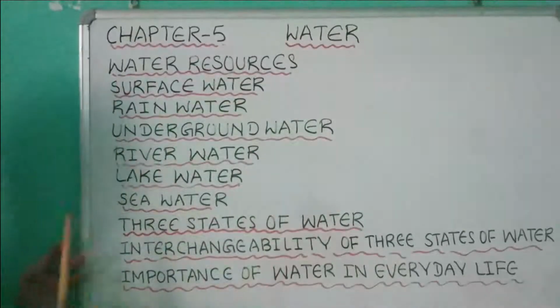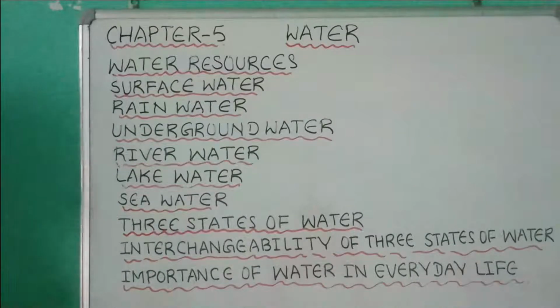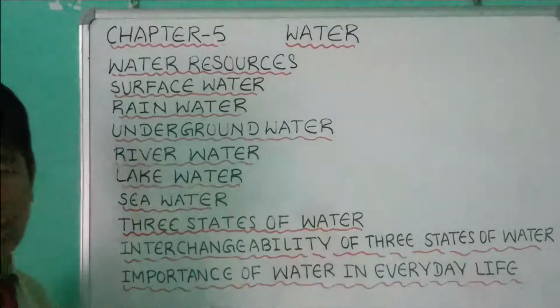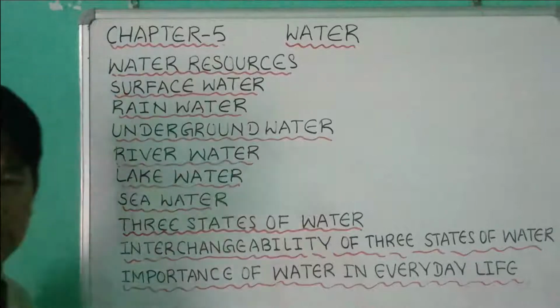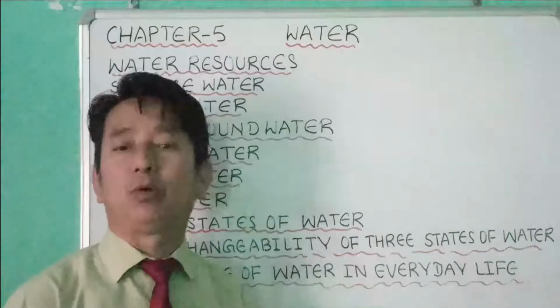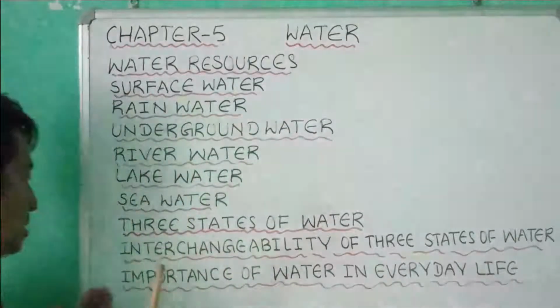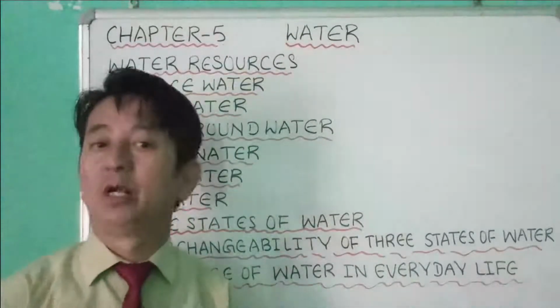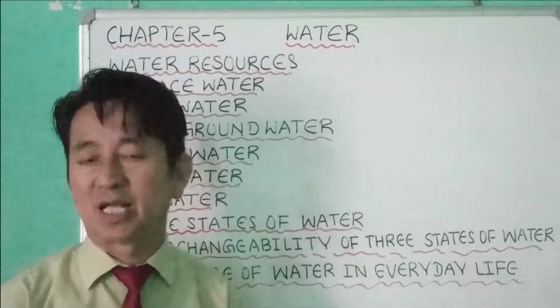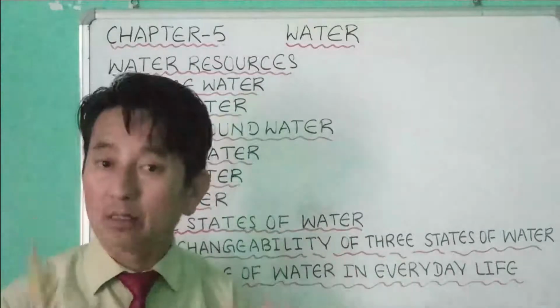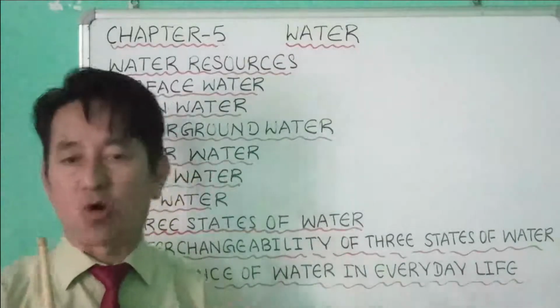However, it is the source of common salt, and sea water is the impure form of water. Sea water cannot be used for drinking purposes as it contains a lot of dissolved salt.